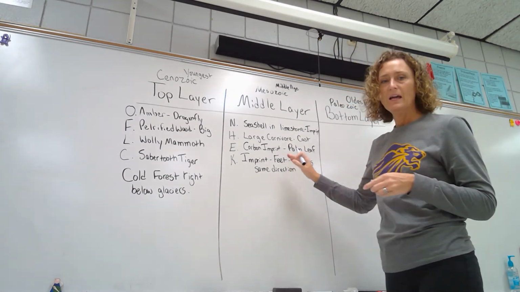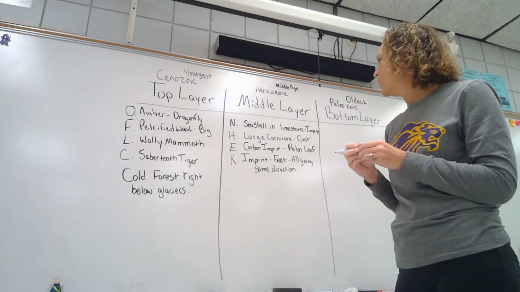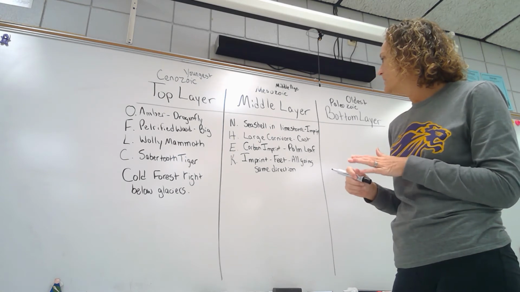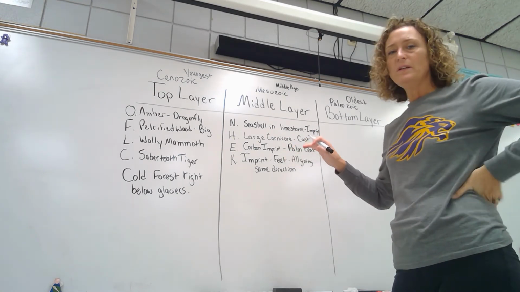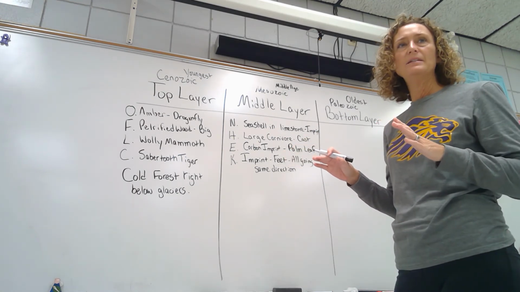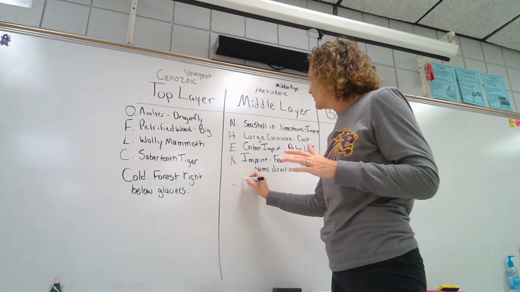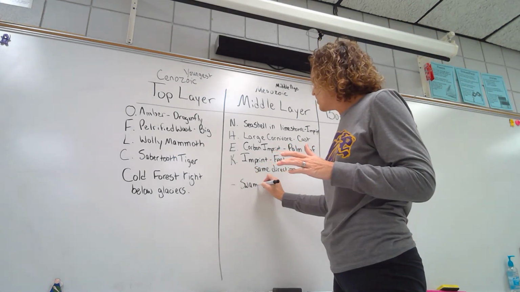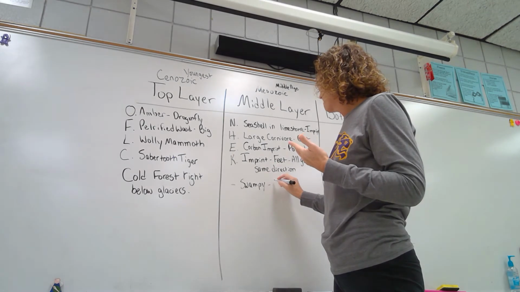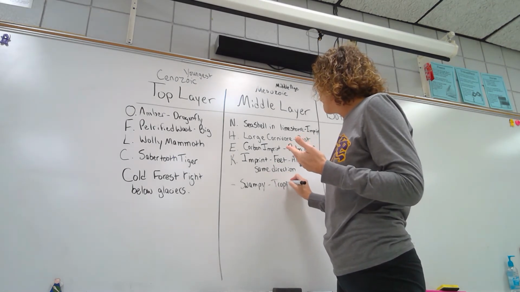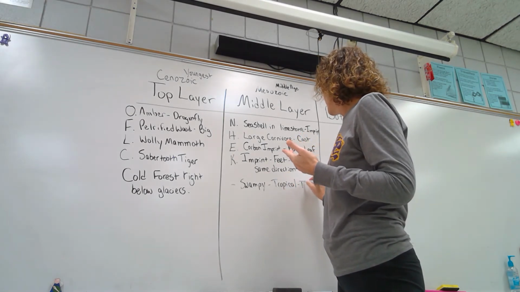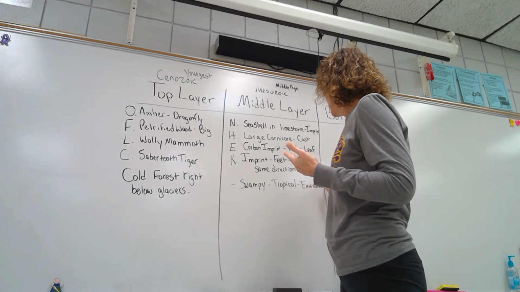So from these, I know that there is definitely a water source. I know that there's plenty of animals. We've got palm leaves. I think we're looking at a type of swampy, tropical environment. I hope you're thinking the same thing.